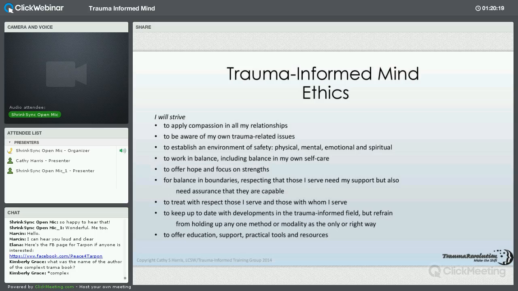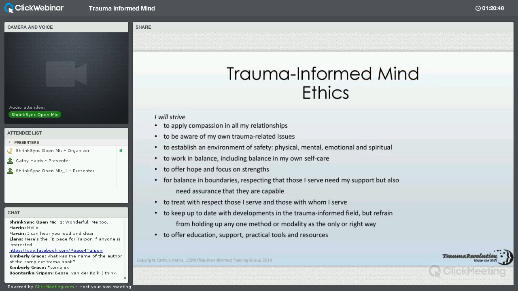I will strive for balance and boundaries, respecting that those I serve need my support, but also need assurance that they are capable. I will strive to treat with respect those I serve and those with whom I serve, even if I don't agree with them. To keep up to date with developments in the trauma-informed field, but refrain from holding up any one method or modality as the only or right way.